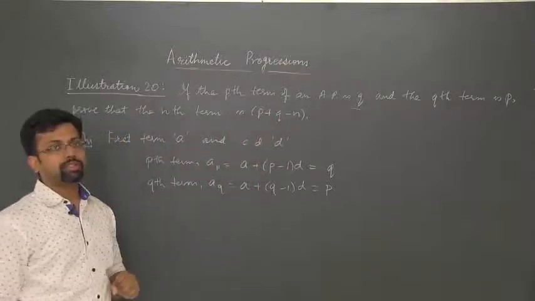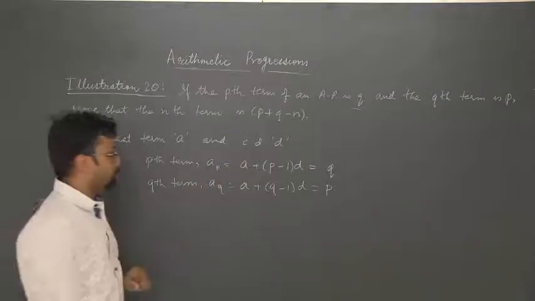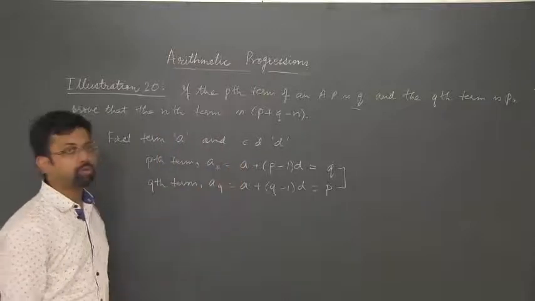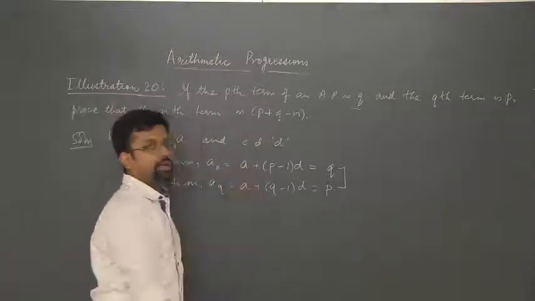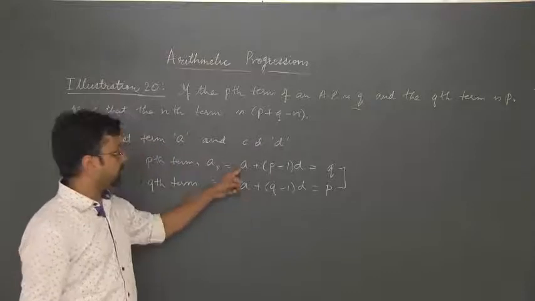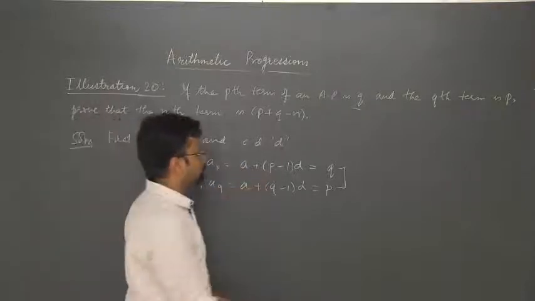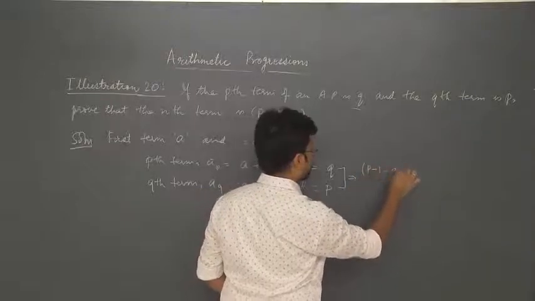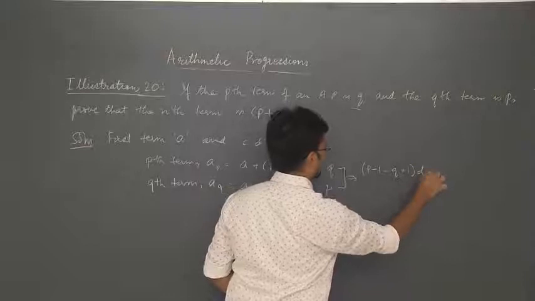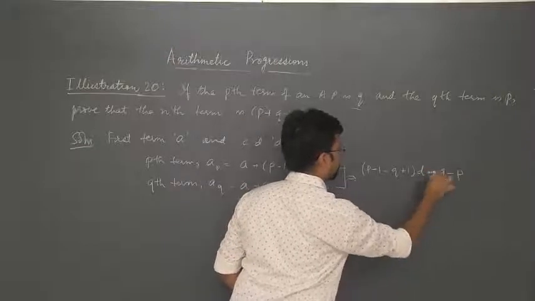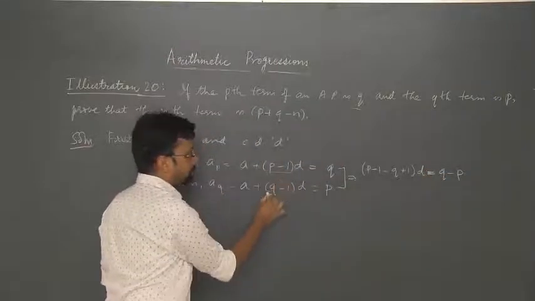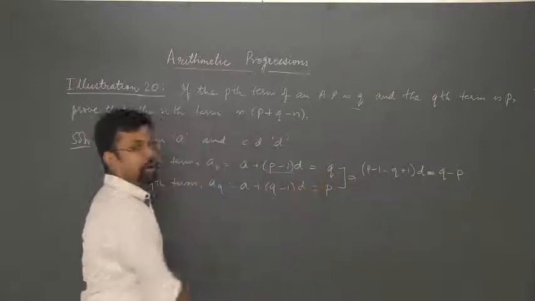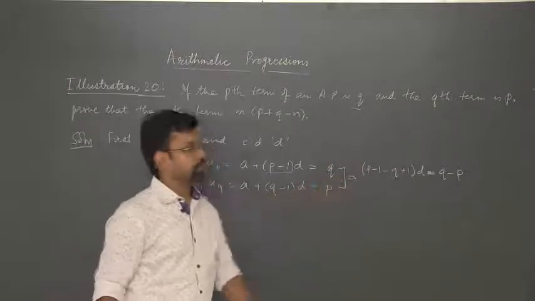For finding out the nth term, we have to find out a and d. How do we find that? If we subtract these two equations, what do we get? A and a will cancel out. And if we subtract this from this, what do we get? p minus 1 minus q plus 1 into d is equal to q minus p minus 1, and when we subtract this, the sign of both these will change. That's what we have done. d will be common and we have q minus p on the other side.